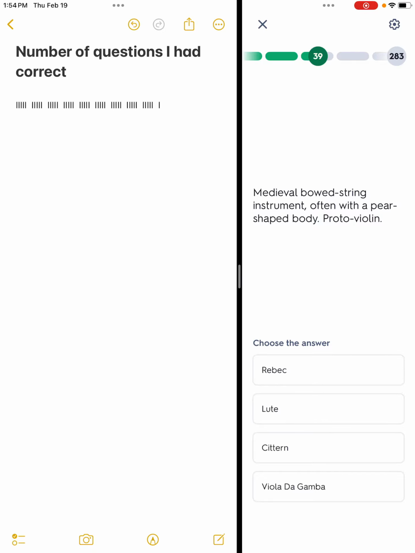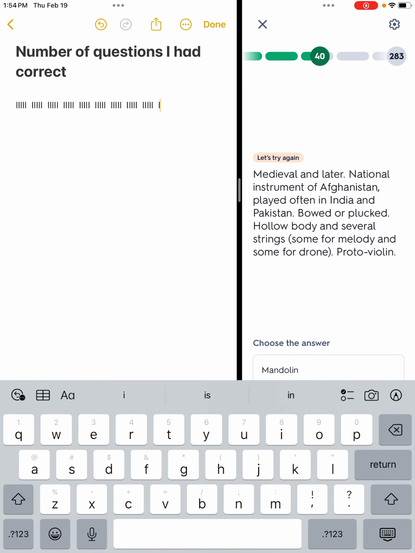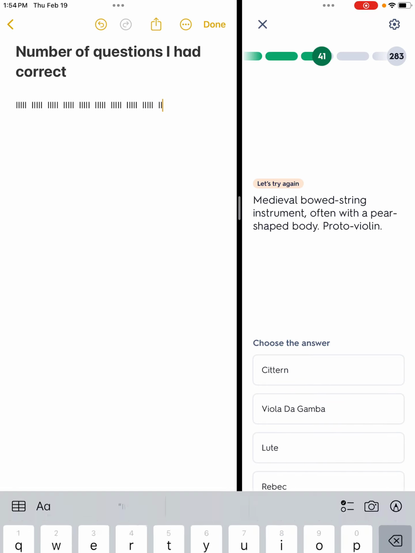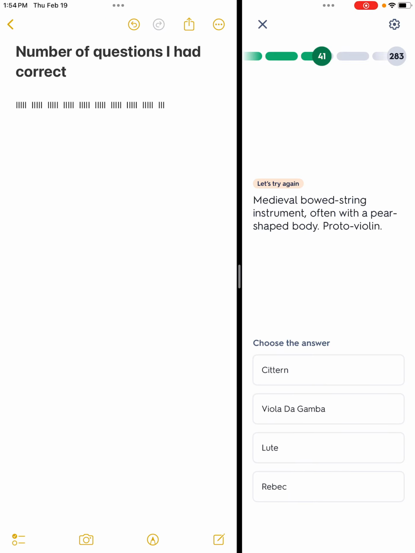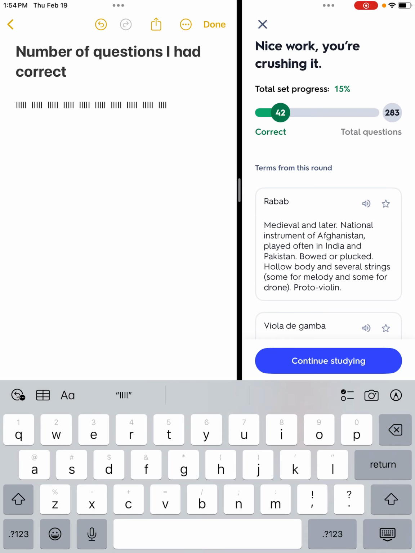Medieval bowed string instrument, often appears as a proto-violin. No, we're back. Okay, I forgot these ones. Medieval and later. Oh, okay. Proto-violin. Okay, that's another one.